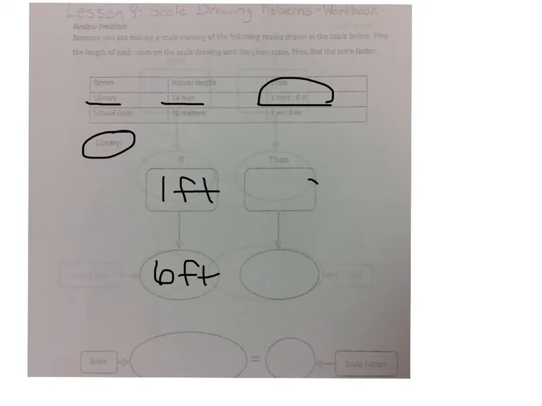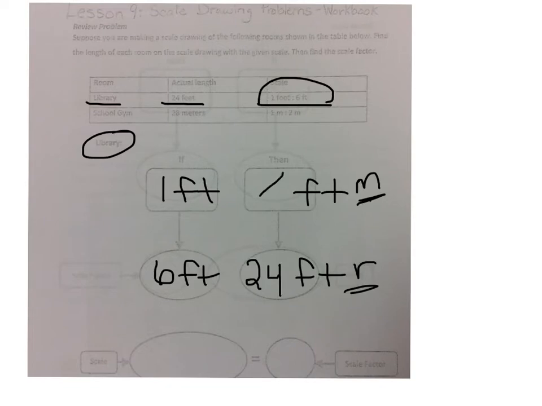And so the labels over here match, but there is kind of an issue when we have the same labels because they don't really help us know where to put the numbers. If we remember, scale measures the model compared to the real. So I'm going to write just the model on top and the real on the bottom to help me out. If I look at the library, the other number says the actual length is 24 feet. The actual length would be the same as the real, so that's going to go right here on the bottom. And the question's asking me to find the length of the room on the scale drawing. Scale drawing is your model, so that's where your X goes.